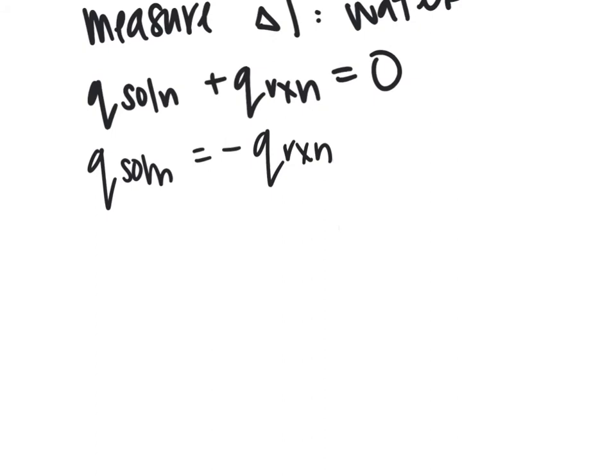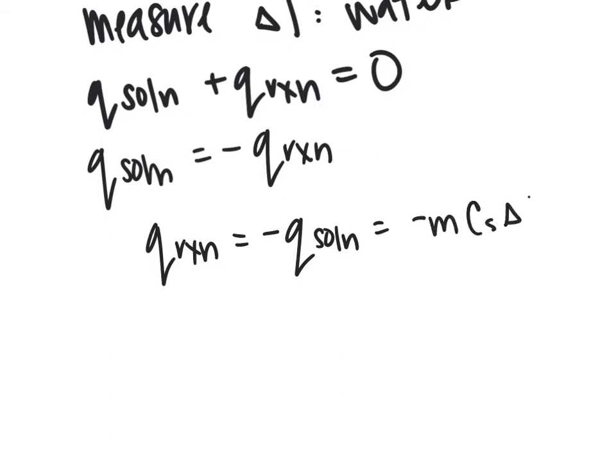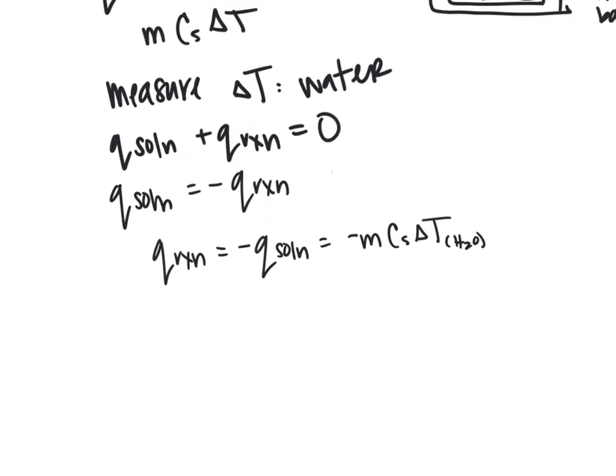And so if we really want to measure Q of the reaction, which is what we care about, that's going to equal negative Q of the solution, which is also going to be equal to negative m c sub s delta T, provided that is of water. Previously, we did not use this calculation. This is only true when we are measuring the temperature of the water. So if c sub s is equal to 4.184 joules per gram Kelvin, you can use this equation. If it equals anything else, you can't.